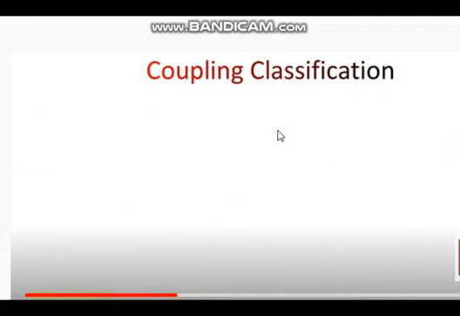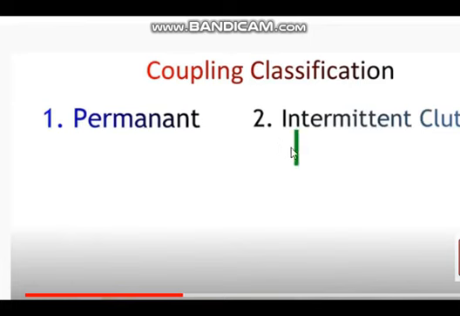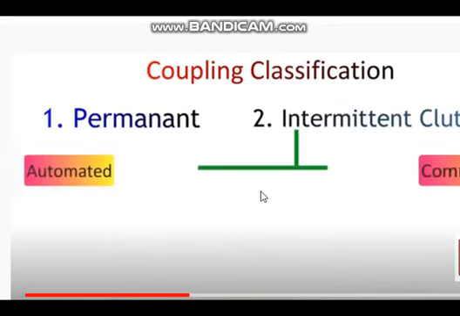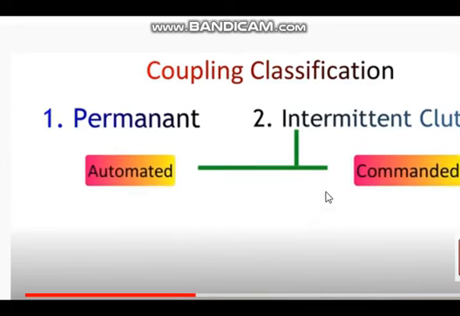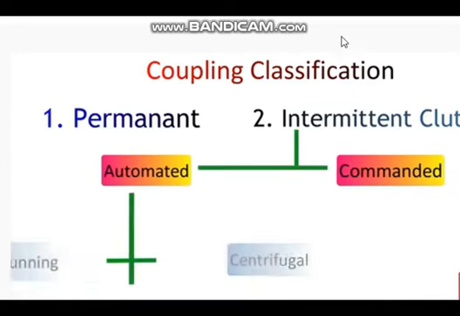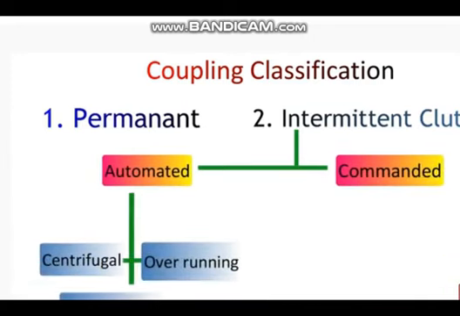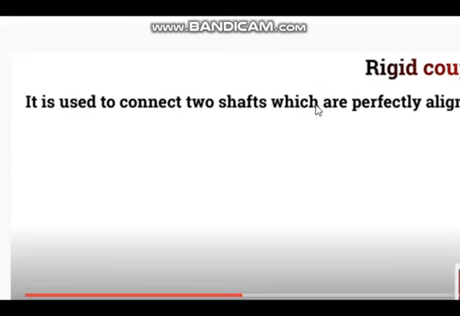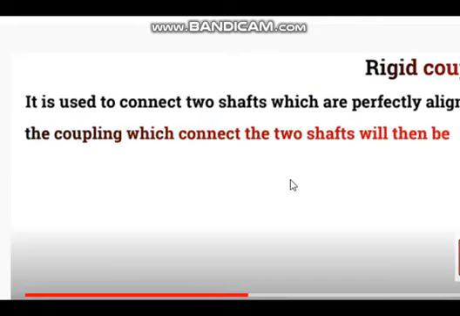Then in intermittent couplings, there are automated and commanded types. We need not know all these things. Okay, I'll stop here. You see, a rigid coupling is used to connect two shafts which are perfectly in alignment. That means the axes of both are perfectly coaxial. The coupling which connects two shafts will then be as though it is a single shaft.